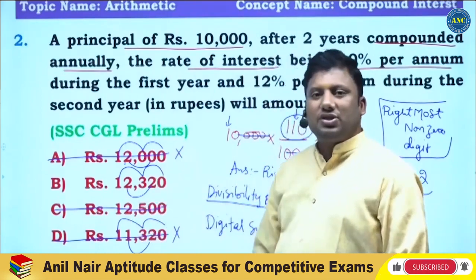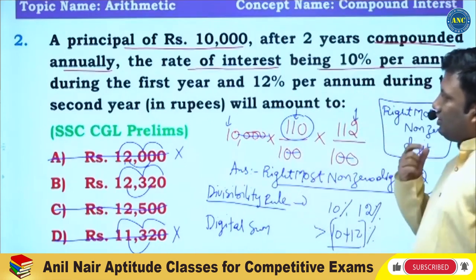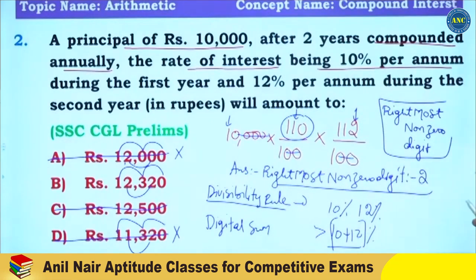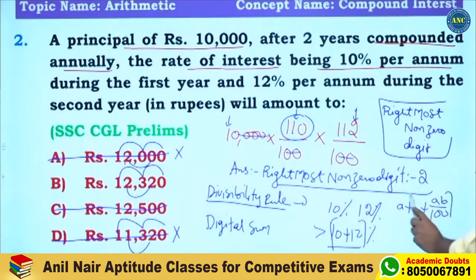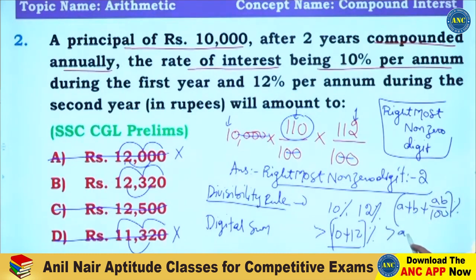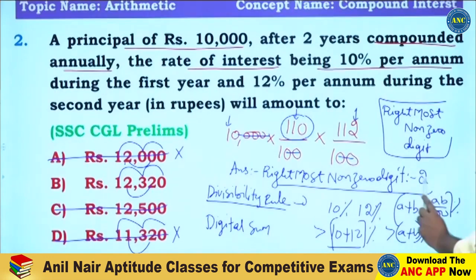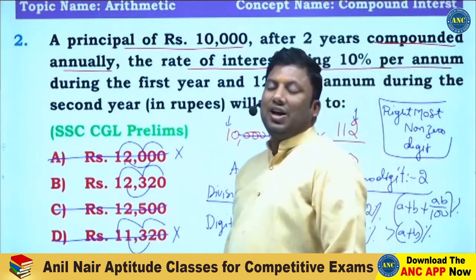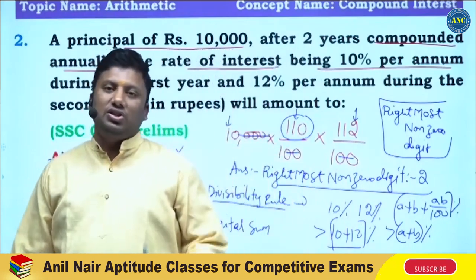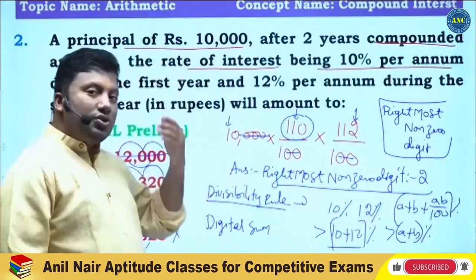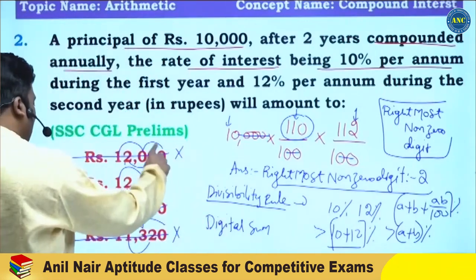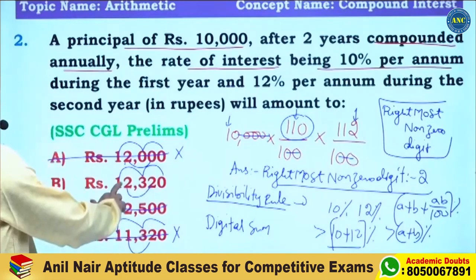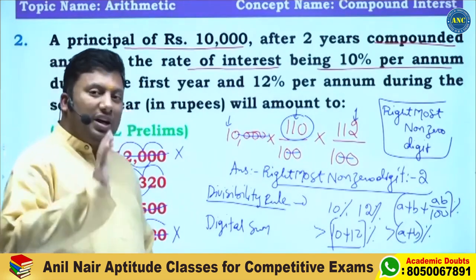I got three options. Even if I use successive change, first year 10, second year 12, CI is always greater than SI. A plus B plus AB by 100 percent is always greater than A plus B percent. So the answer is always greater than 22 percent. 22 percent of 10,000 is 2,200. On 10,000, with 2,200 added, the answer should be greater than 12,200. The first option is eliminated, the D option is eliminated. So the only option is B. I hope it is clear.